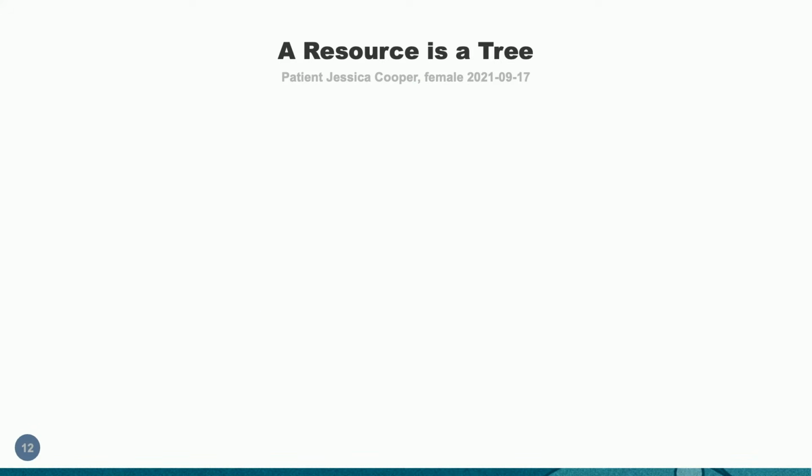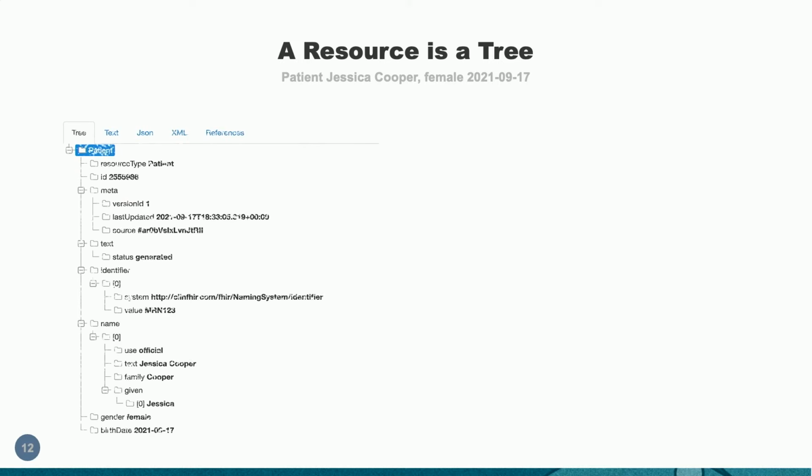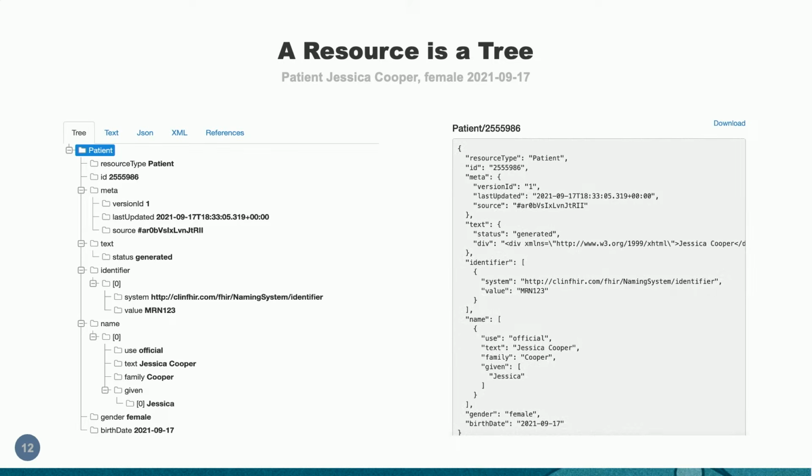So if we look at resources individually, how do we represent them? Well, on the left side, you see we have a tree, and that tree includes a patient with various elements, and those elements can be other objects like meta, or it could be even an array of objects like the identifier array. And then we have a number of other elements. And this is just a partial sampling of what you'd see with a patient FHIR resource.